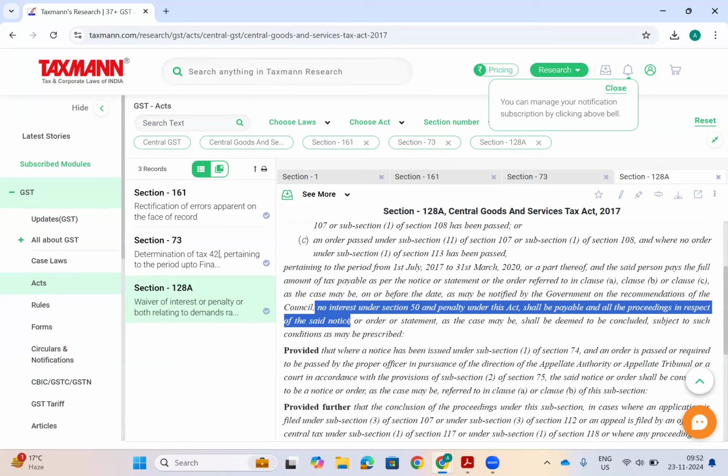Either they should have said that no interest under section 50 and penalty under this Act shall be payable, and all the proceedings in respect of that para or that issue arising in the notice shall be deemed to be concluded.